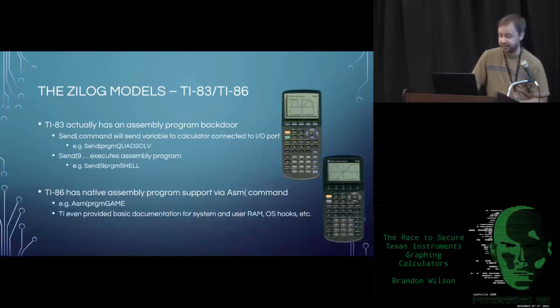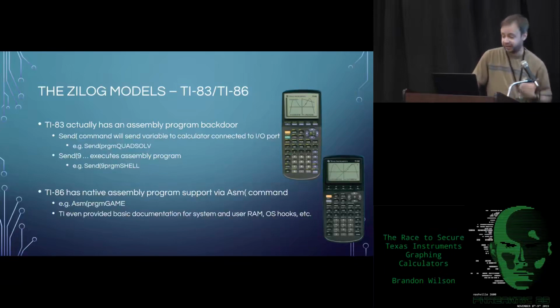Then came along the TI-83, except this model actually has a backdoor in it that TI put there, which allows directly running assembly programs that are stored in RAM. And that backdoor is hidden in the send command, which is normally used for transferring variables from one calculator to another using that 2.5mm I/O port. But if you put a 9 right after the command, it won't transfer the variable, it'll instead execute it as though it were native code.